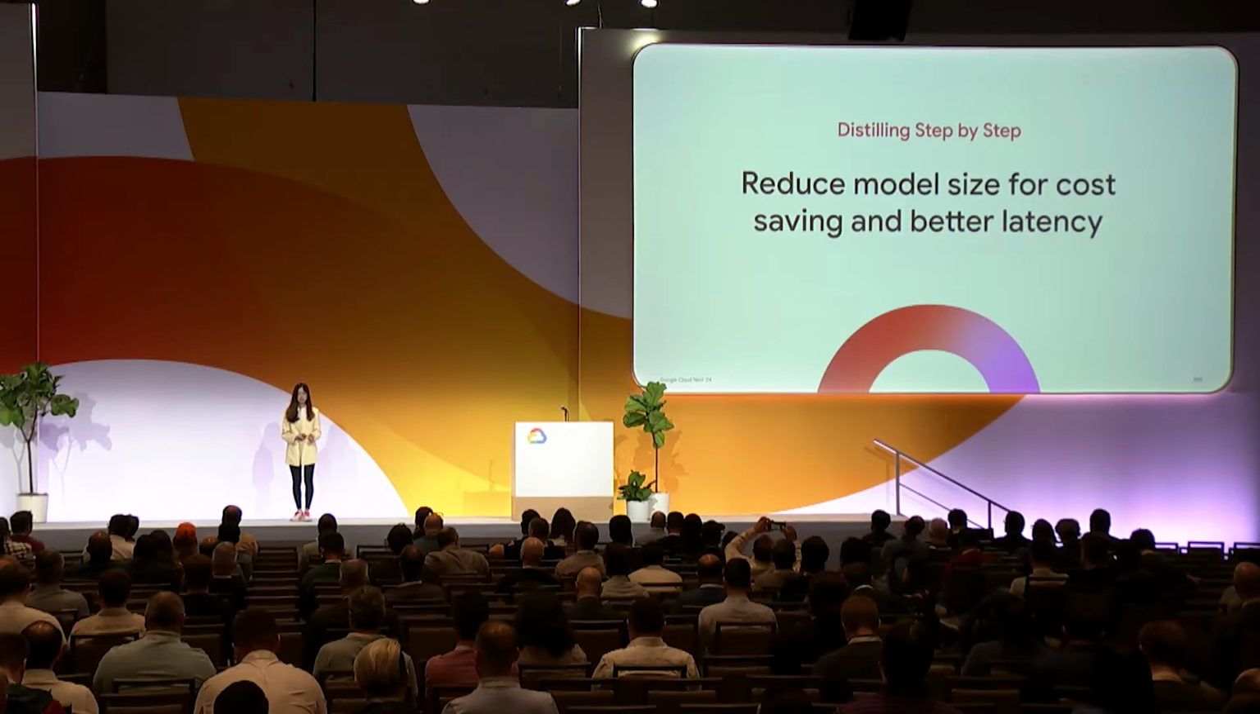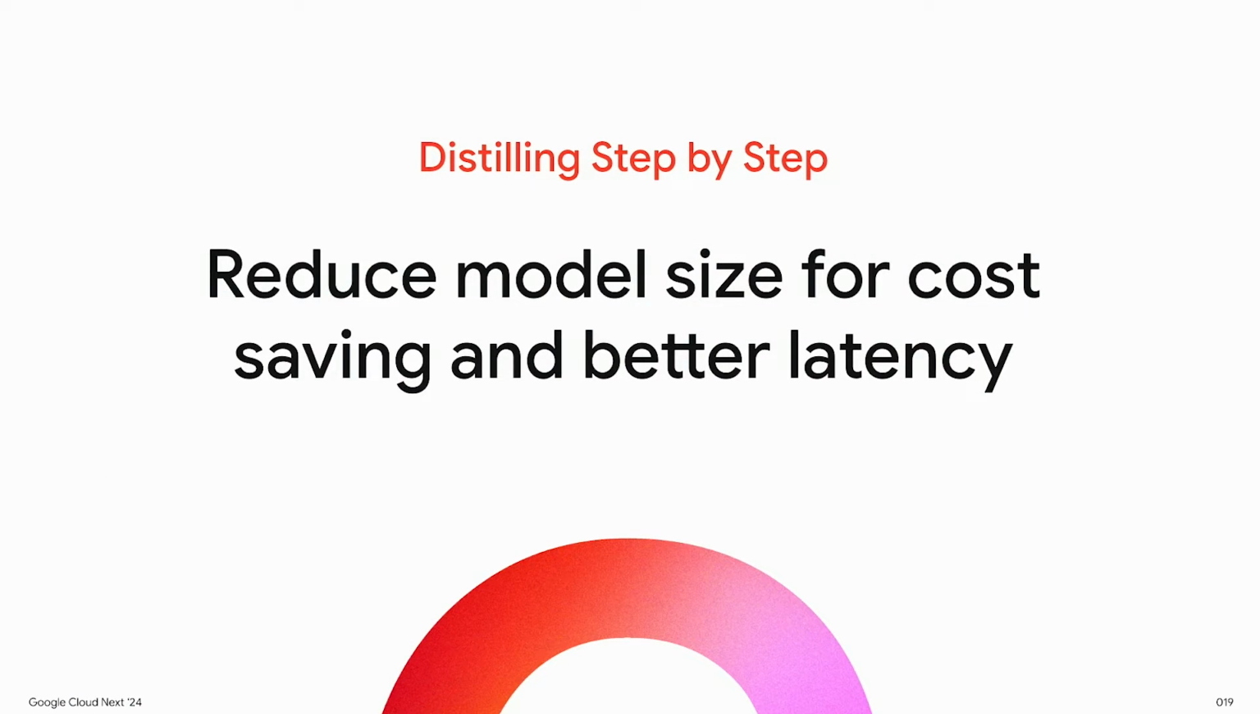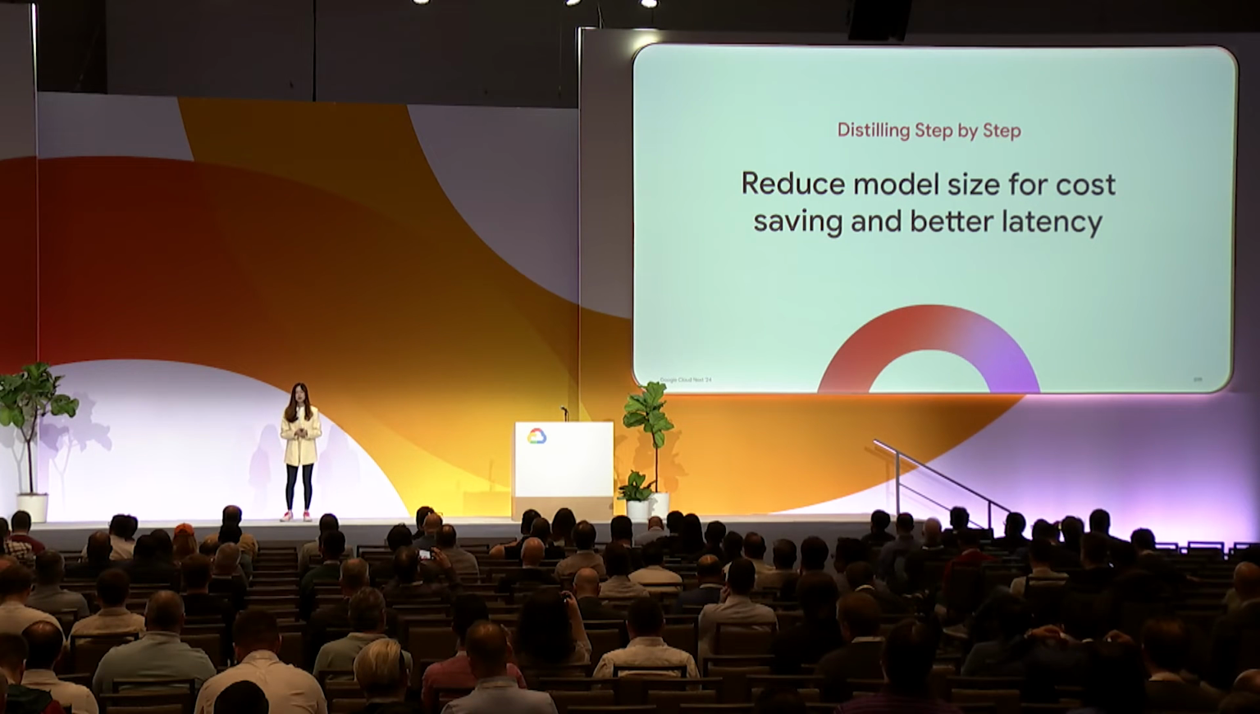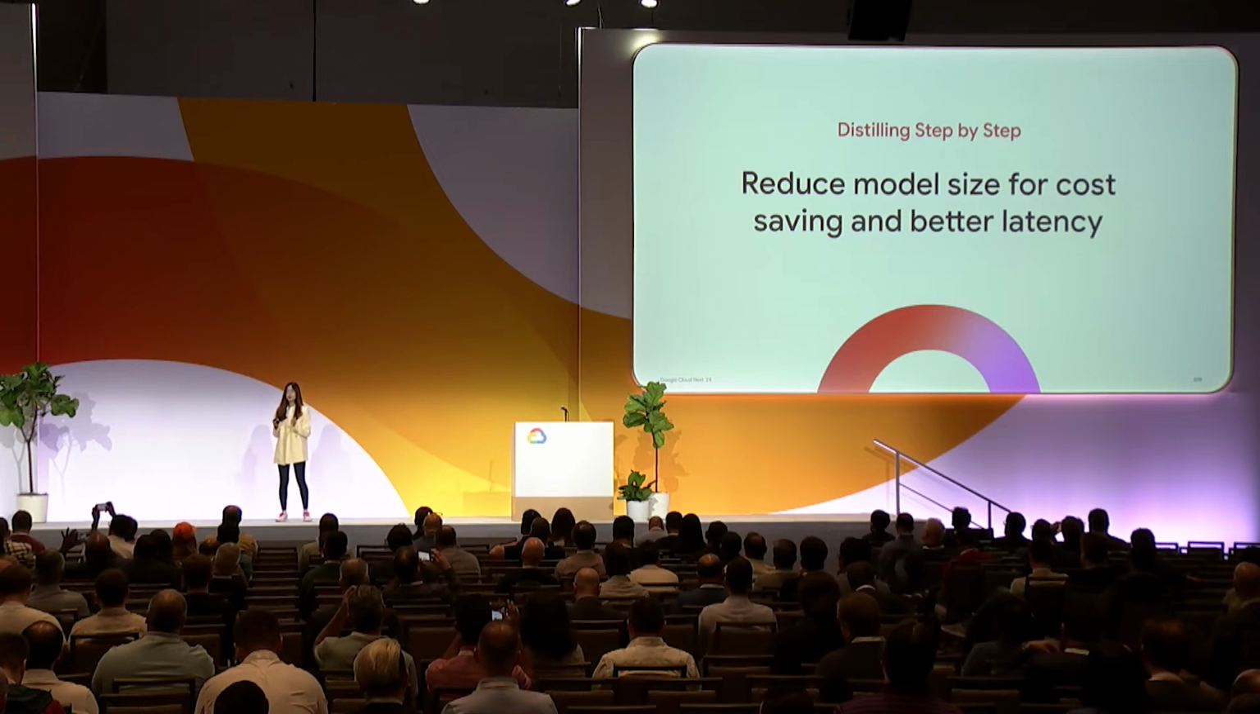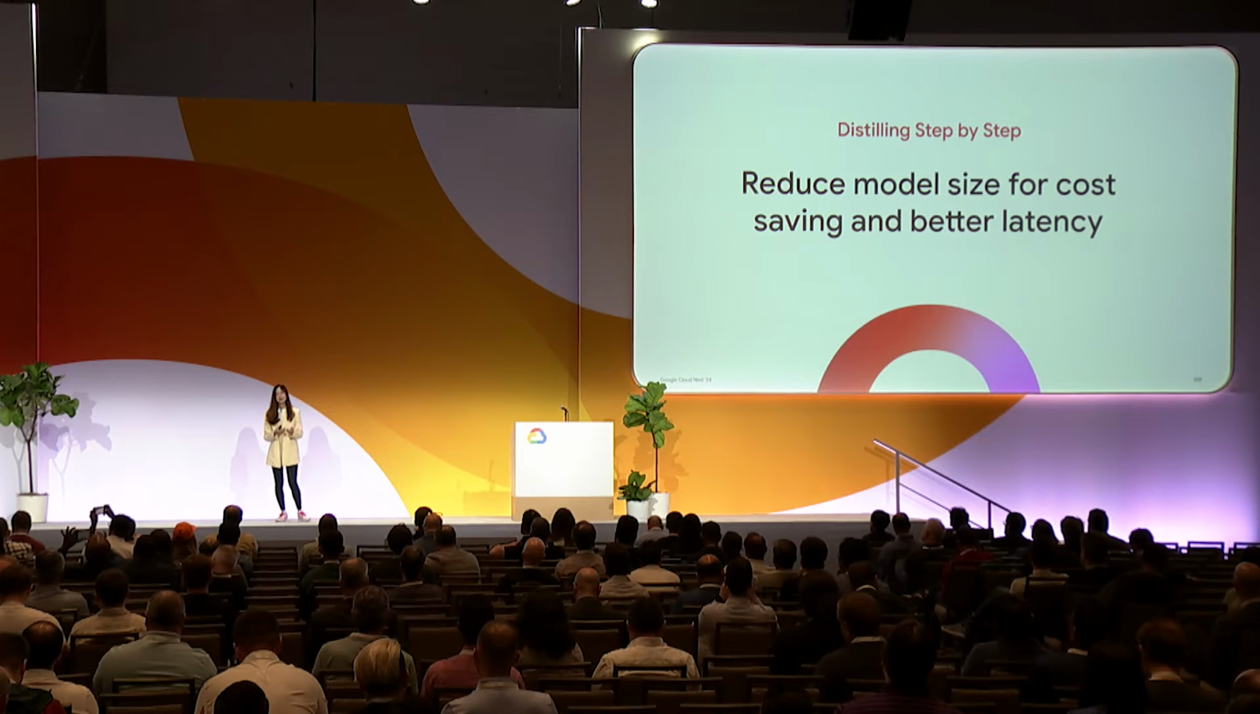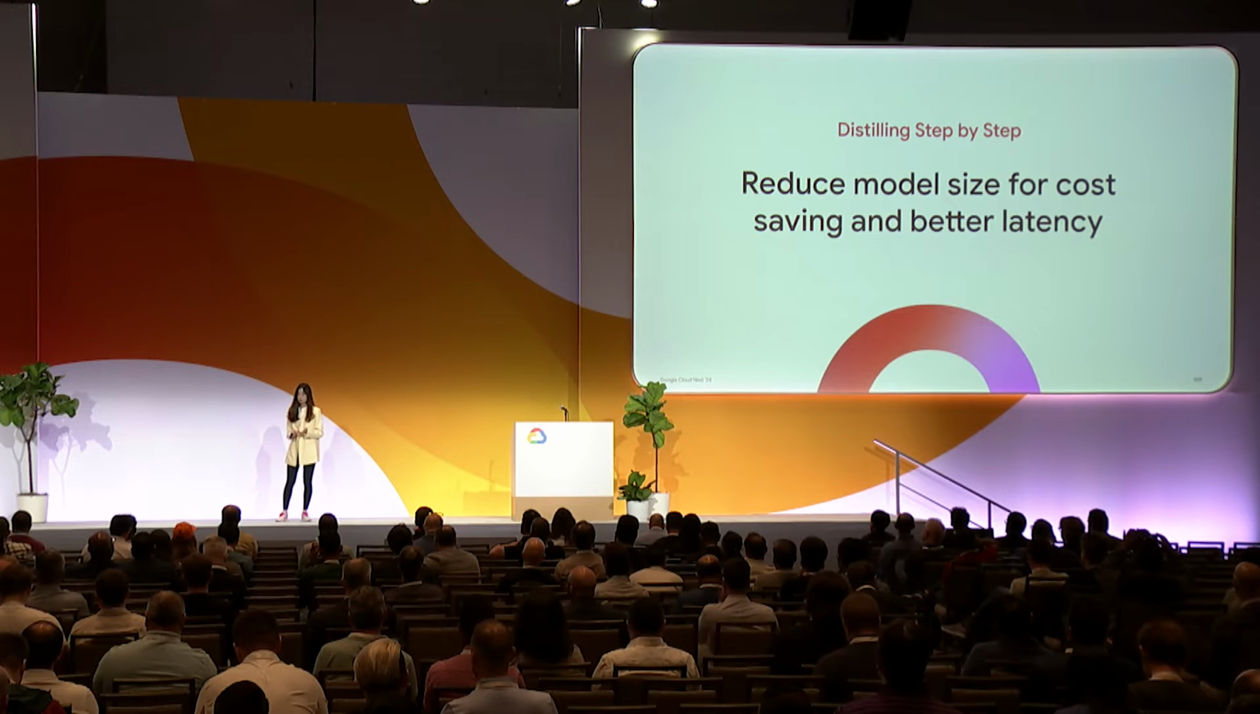So with that, I will move on to the next customization technique, distillation. As Gen AI models become more and more helpful, and especially after tuning, you can usually achieve the quality bar that's required by your use case. And now your model is ready for production. And here you will realize the quality of the output is not the only factor. Cost and latency come into play.